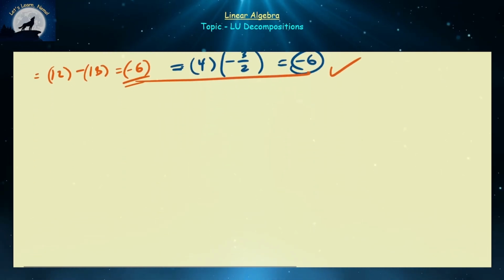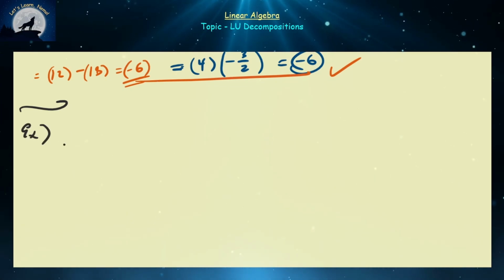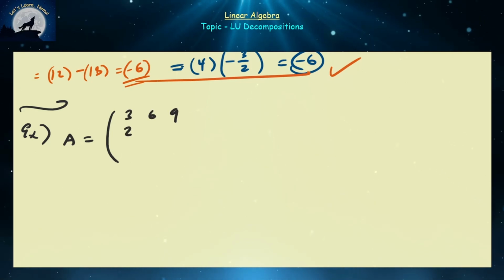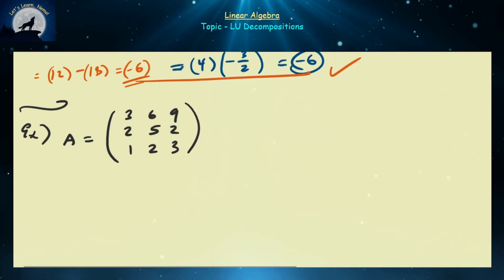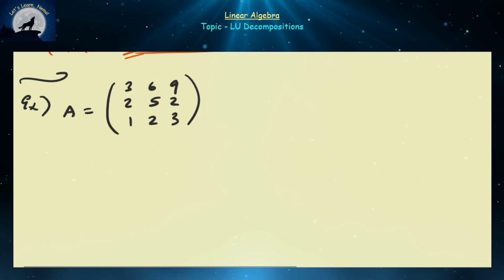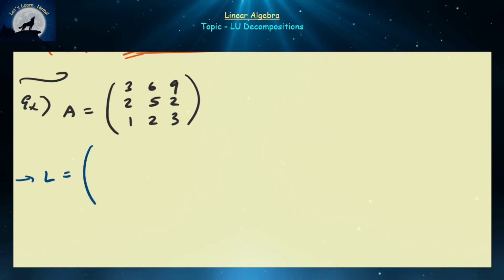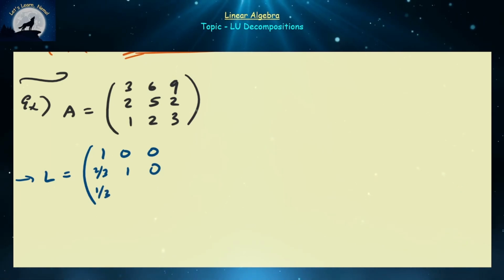Now, let's increase the number of rows and number of columns by 1, and let's assume that we have the matrix A, which is 3, 6, 9, 2, 5, 2, and 1, 2, 3. So it's actually a nice, well-behaved 3 by 3 matrix. I leave to you as an exercise to prove out a couple logistics for 3 by 3 matrices, but one should be able to show that the lower triangular matrix for this is going to be equal to 1, 0, 0, 2 thirds, 1, 0, 1 third, 0, 1 for our L.